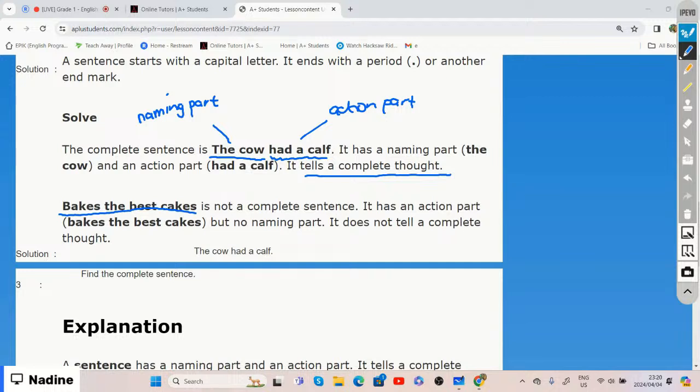So, once again, before we continue, guys, in order to show a complete sentence, or complete thought, a complete sentence needs to have a naming part. We can either say it's a subject or a noun, and it needs to have an action part, which we can say is the verb, right? It needs to have an action that shows that something or someone is doing. Then it means that we have a complete thought because now we have a naming part as well as an action part.